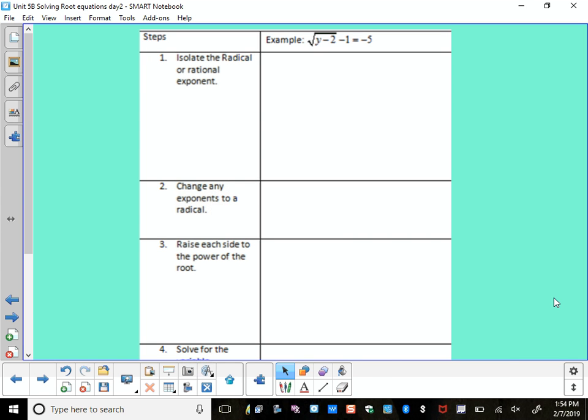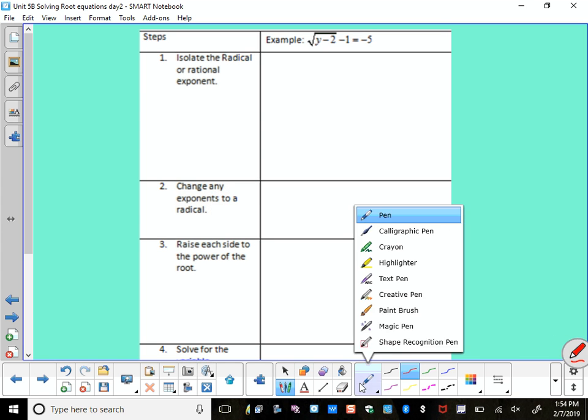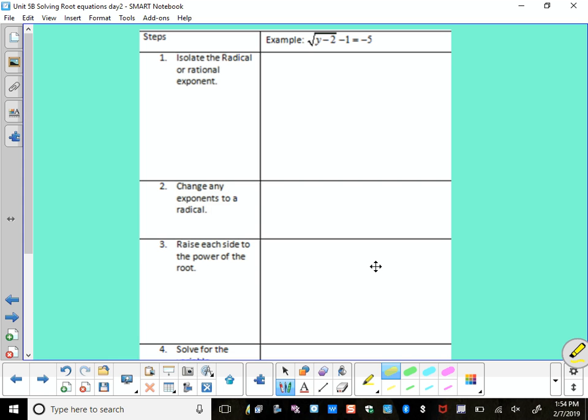Alright, so we're basically going to be doing the opposite of what we did last class. Last class they gave us a power, we got rid of it by using the root. Now they're giving us a root and we're going to get rid of it by using a power. Okay? Alright, so step 1, isolate the radical or rational exponent.